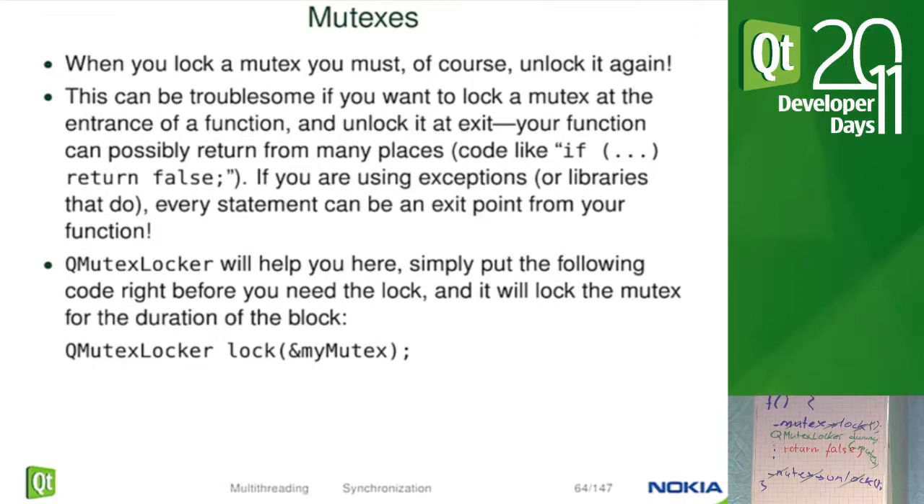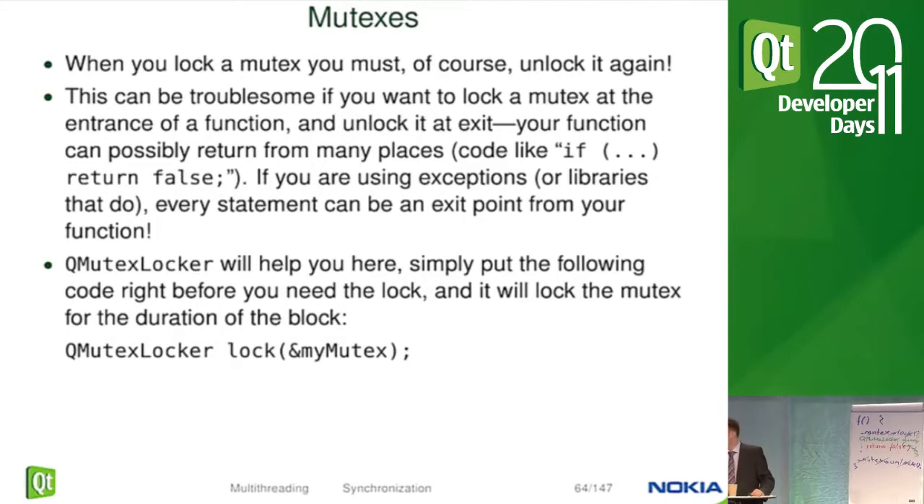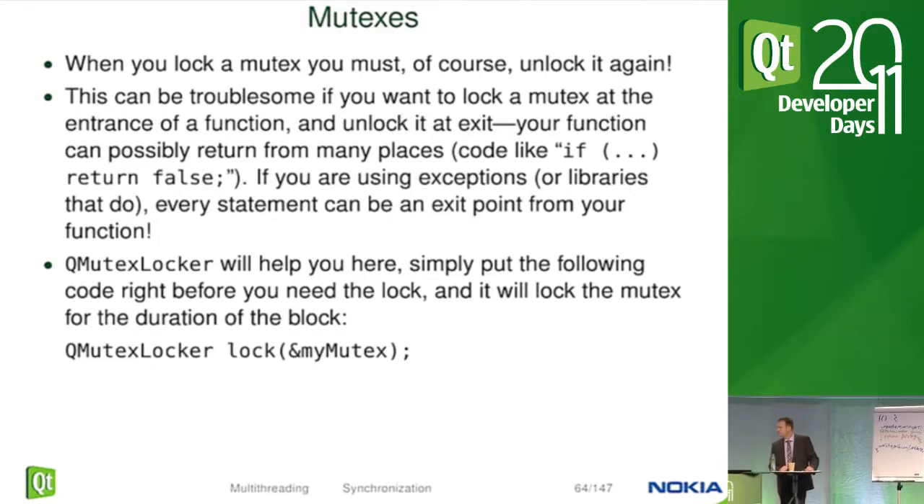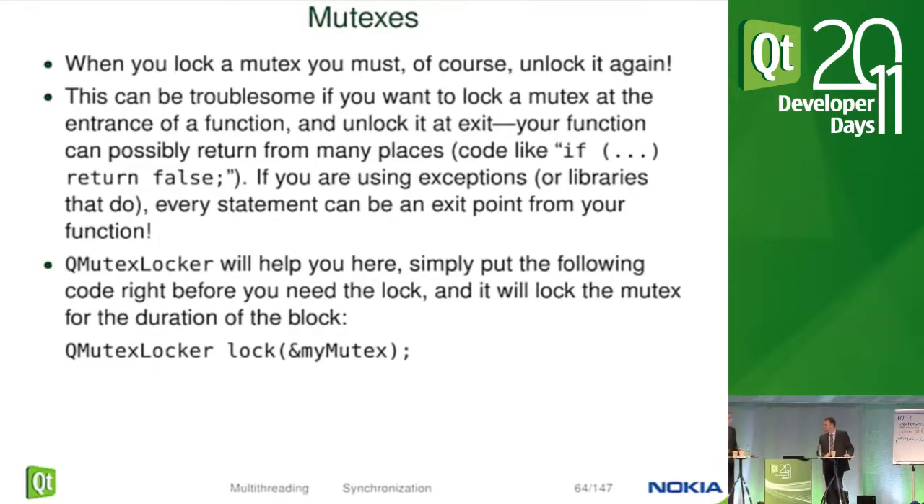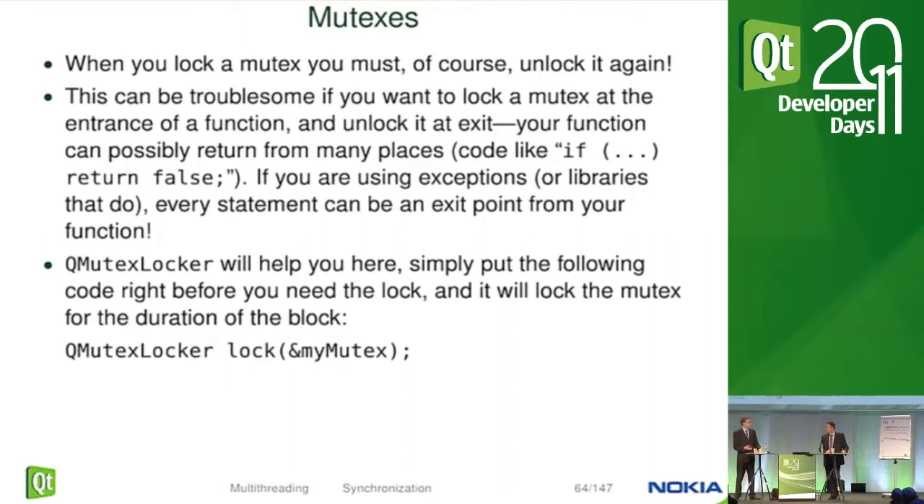So with that, it doesn't matter what kind of return or exceptions I add in between, the mutex will always be unlocked. And that's actually a very nice pattern that you can use for all kinds of stuff that needs to be closed or freed up at the end of a function, no matter what happens in between.